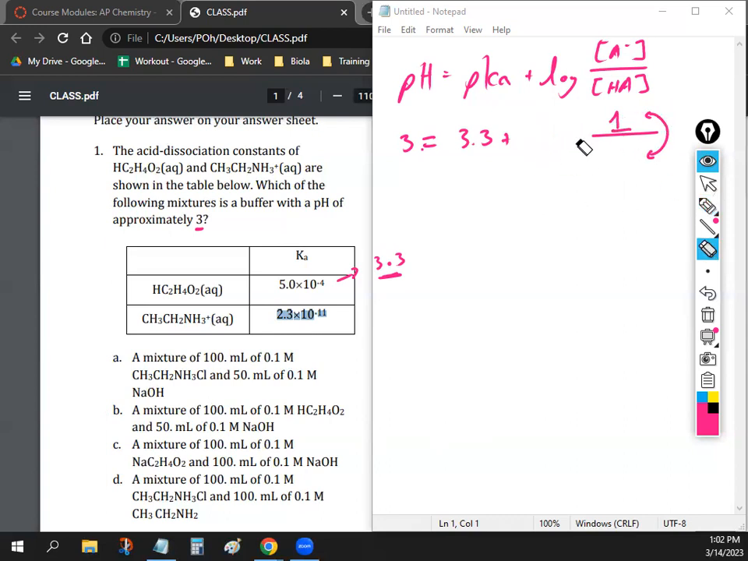And so the reason why we found pKa was to figure out that we need equal concentrations of salt and the acid in order for the pH to equal the pKa. And that's why B was the best answer, because we're left with the same quantity.